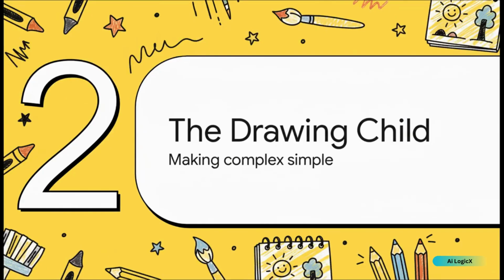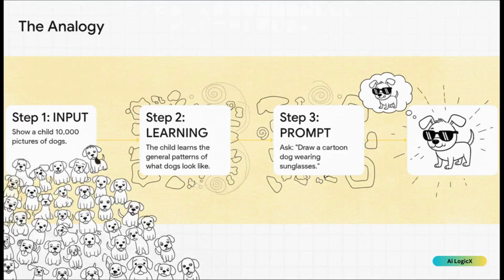All right, to really make this concept click, let's use a super simple analogy. Let's forget all the complicated code for a second, and just imagine we're teaching a little kid how to draw. So first you show this child, let's say, 10,000 pictures of dogs, all kinds of dogs. Now, the child doesn't memorize every single picture, of course not. Instead, they start to understand the patterns. They learn the essence of dogness. What makes a dog? The floppy ears, the wagging tails, the wet snouts.